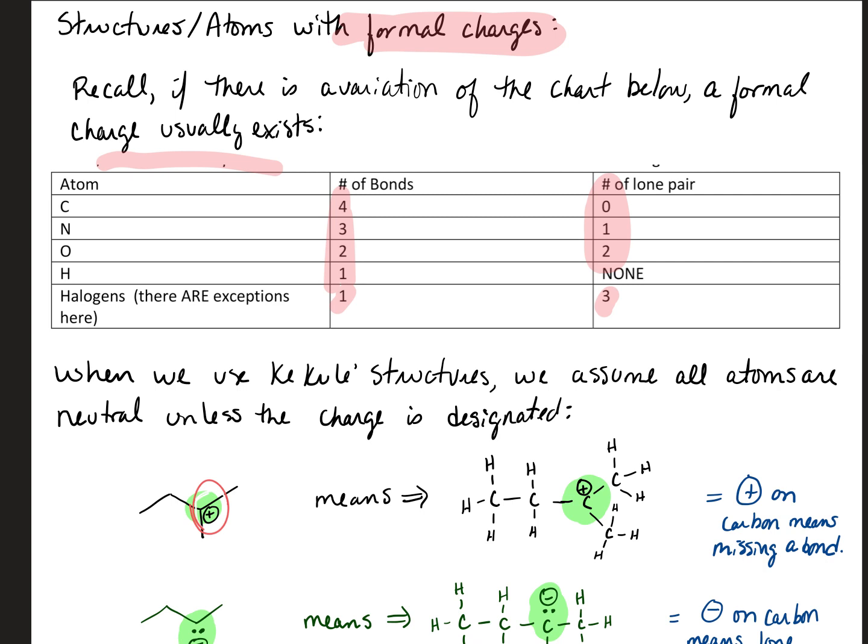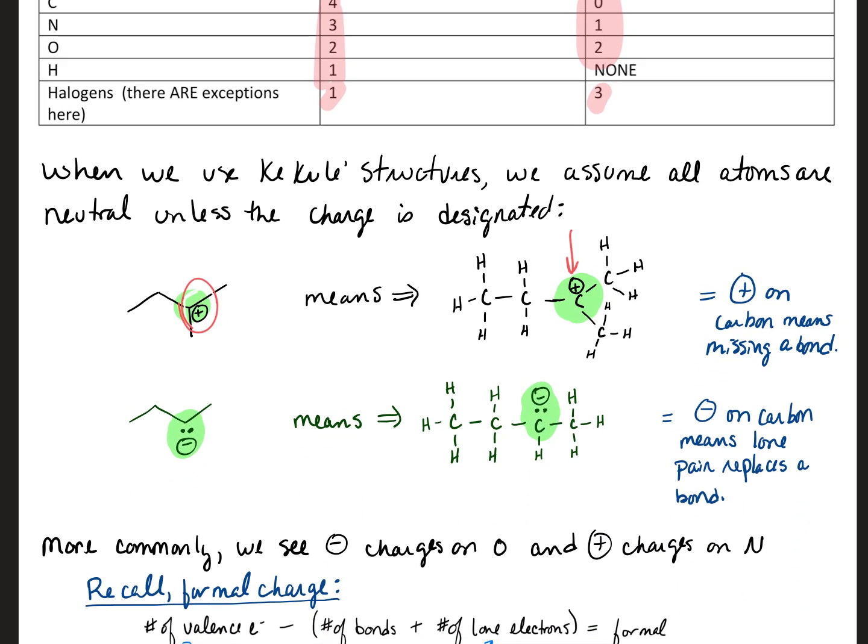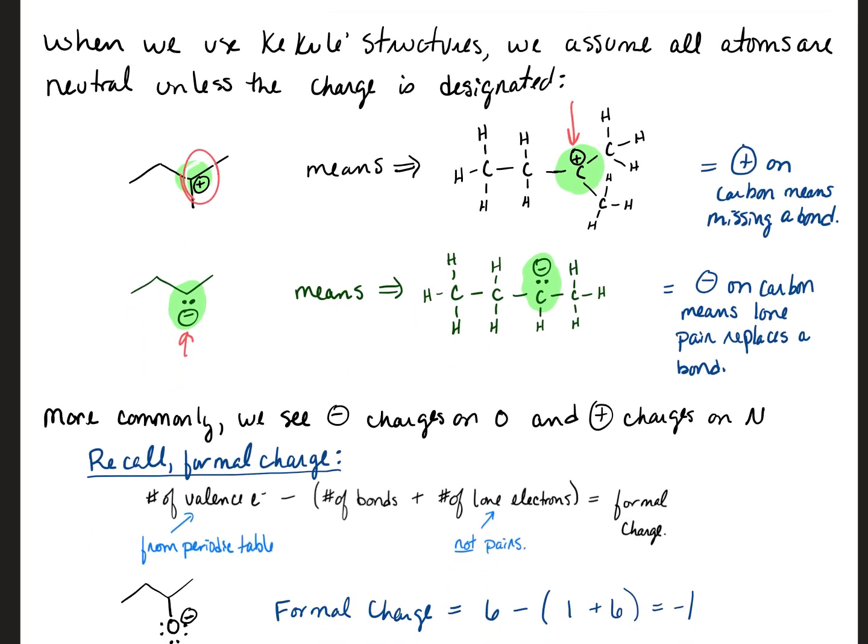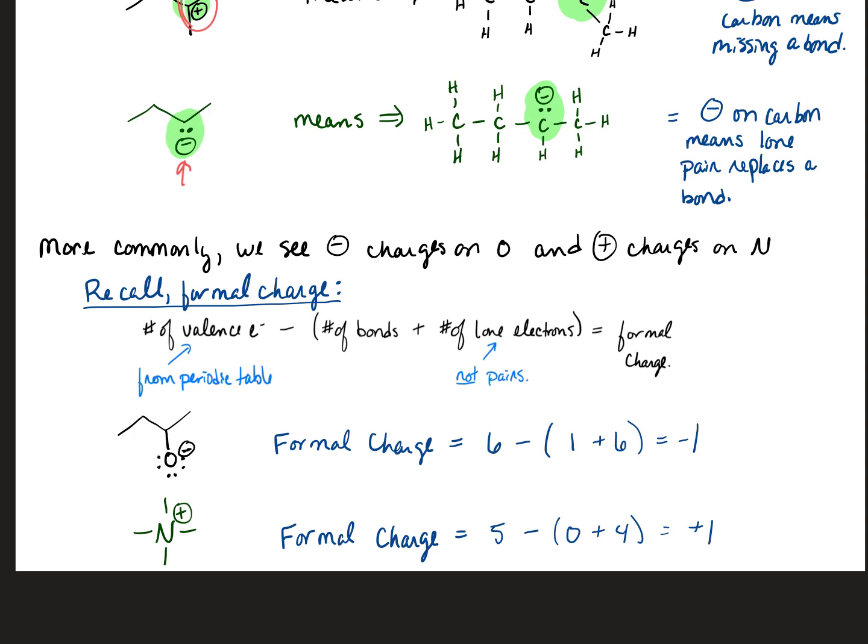So when you have a positive charge on a carbon, what that means is that there are only 3 bonds here. So we have something missing on that carbon. If you have a negative charge on a carbon, that means that there is an extra lone pair, an extra electron, on that carbon. So that would be a negative charge. Remember, we're normally going to see negative charge on oxygen and a positive charge on nitrogen, just because that's the way things go. You've probably seen that in general chemistry as well.